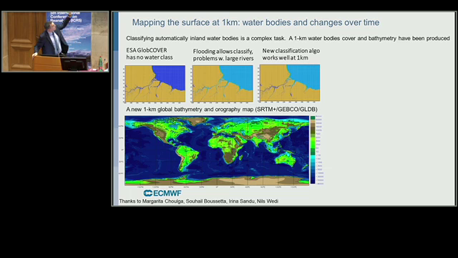And for instance, we are working in collaboration with JRC and ESA Globe Cover, to be able to detect lakes and water bodies at 1 kilometer resolution, using an automatic classification algorithm. And a new 1 kilometer orography and bathymetry has been produced in order to support high-resolution modeling.